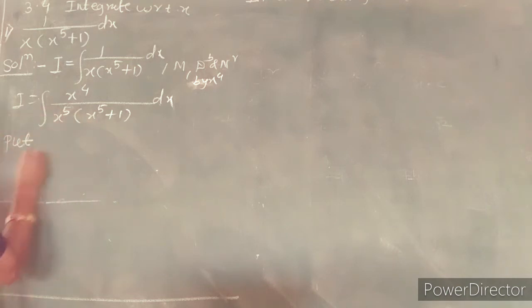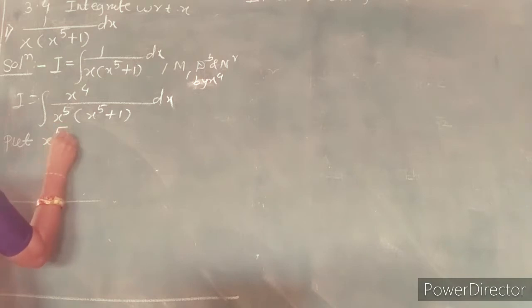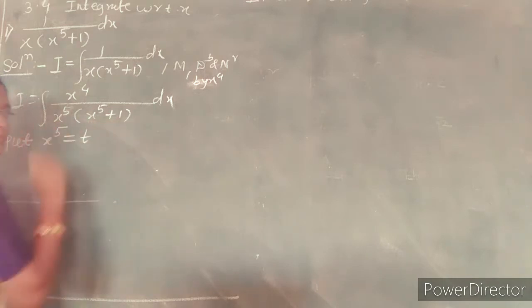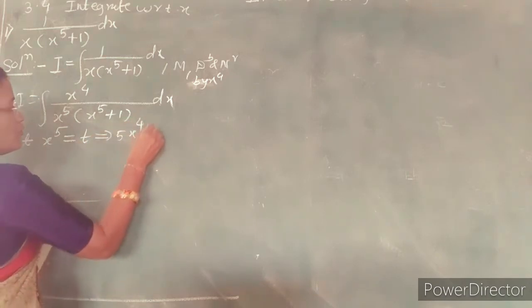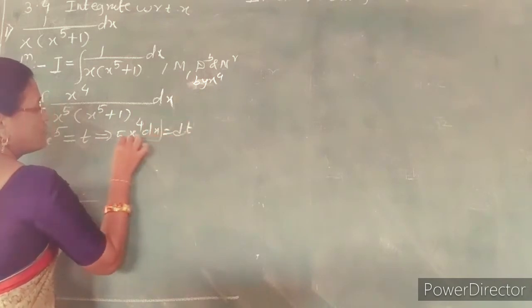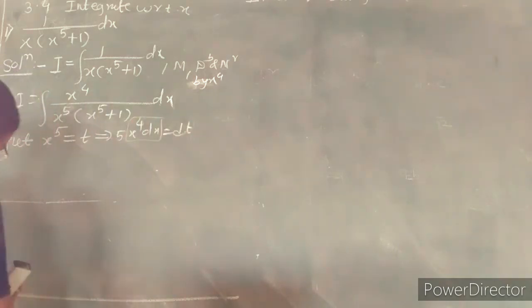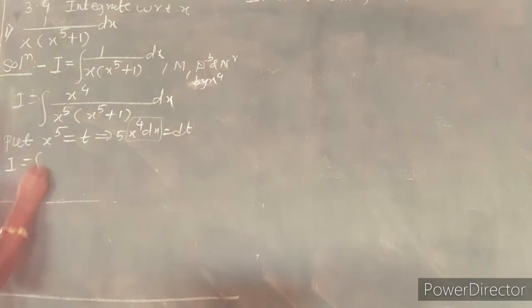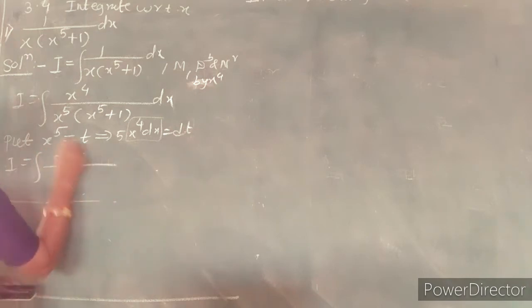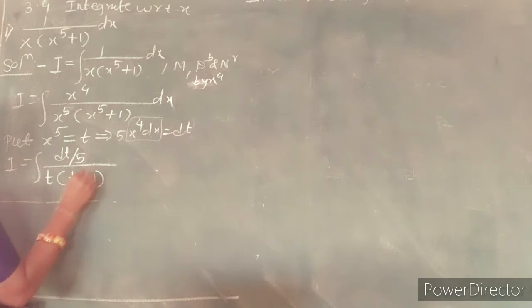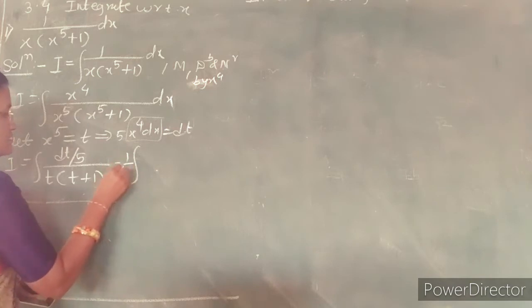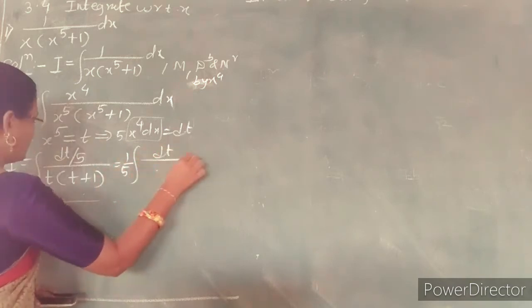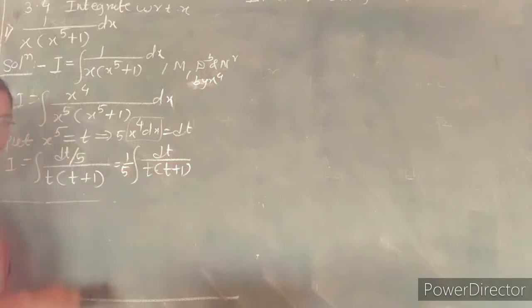Now we take the substitution: either x raised to 5 equal to t, or you may take x raised to 5 plus 1 equal to t. By differentiating, 5 x raised to 4 dx is equal to dt. So you have to find the value of x raised to 4 into dx. Therefore the numerator becomes dt upon 5, whole divided by t into t plus 1. So for this integral we take the constant 1 by 5 out of the integral sign, leaving dt upon t into t plus 1.